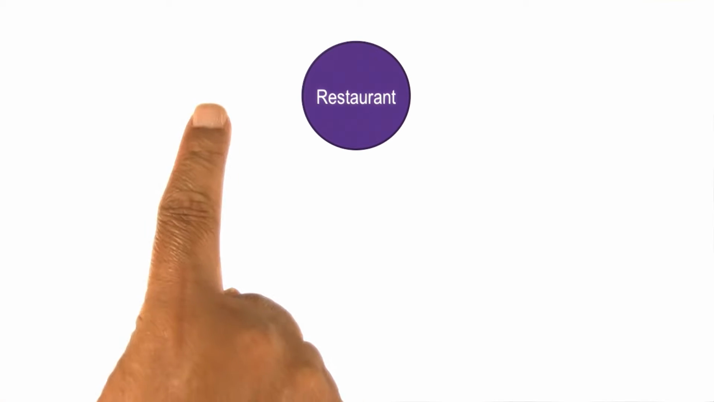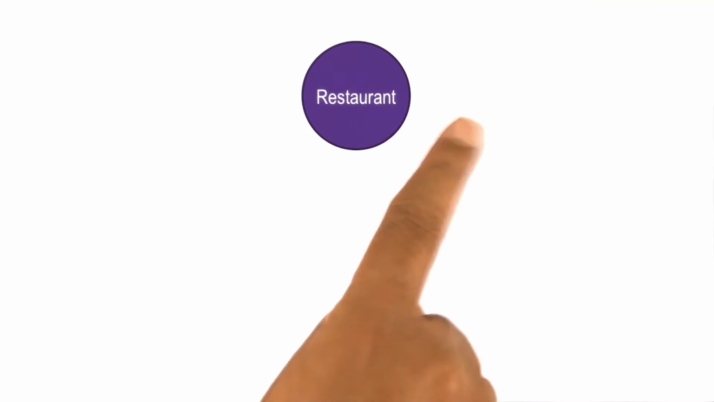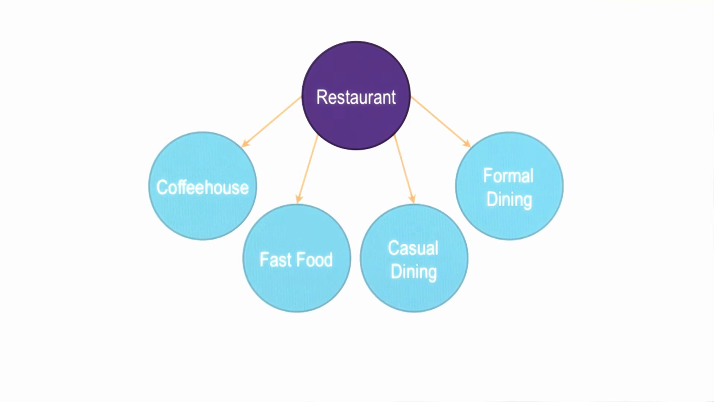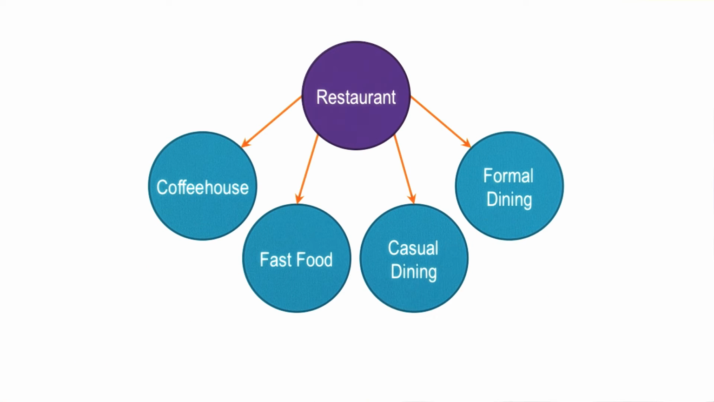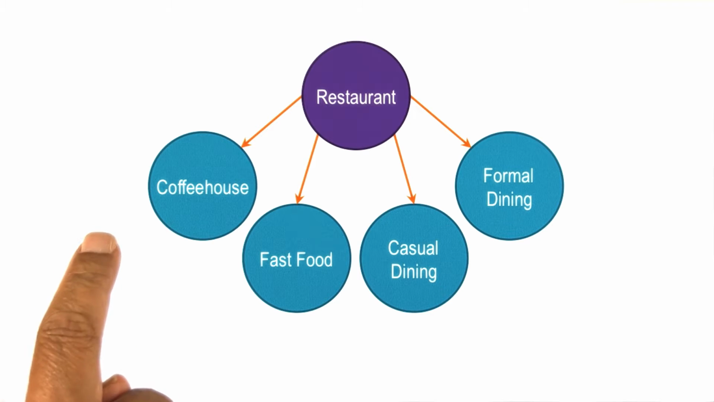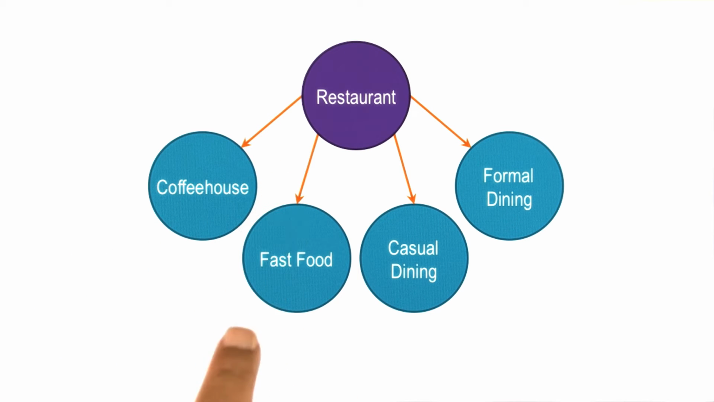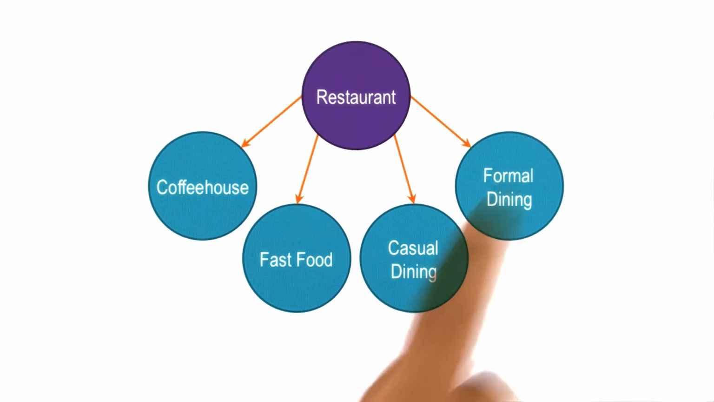Now, another part of a script was the track, and we really haven't talked a lot about track so far, so let's talk a little bit more about it. So here are 4 tracks for the restaurant script. That really refers to going to restaurants of 4 kinds. Here's the coffee house, fast food, casual dining, formal dining. You could add more if you wanted to.